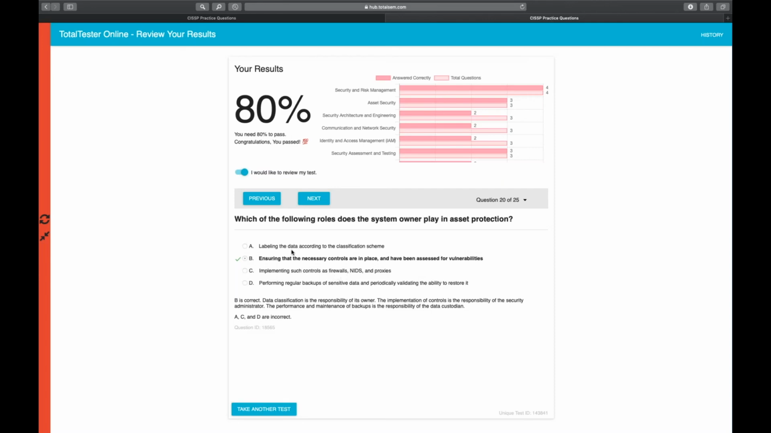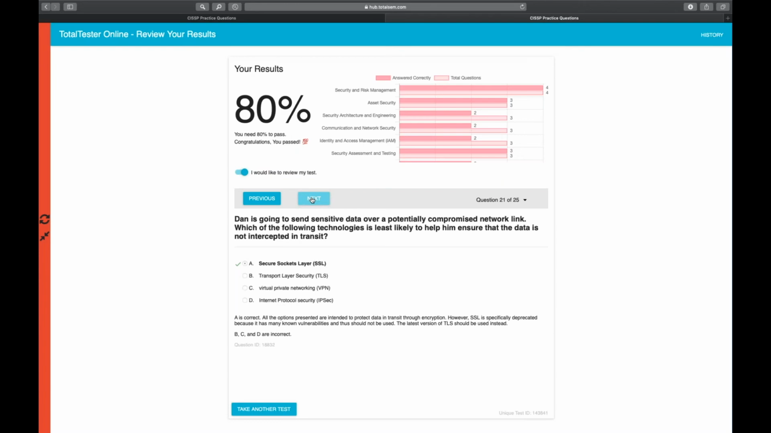labeling data, that's for the data owner. Implementing and performing are things that owners don't do. Data classification is a responsibility of the data owner. The implementation of controls is the responsibility of the security administrator. The performance and maintenance of backups is the responsibility of the data custodian. The data custodian implements those backups and access control based on how the data owner classified the information.